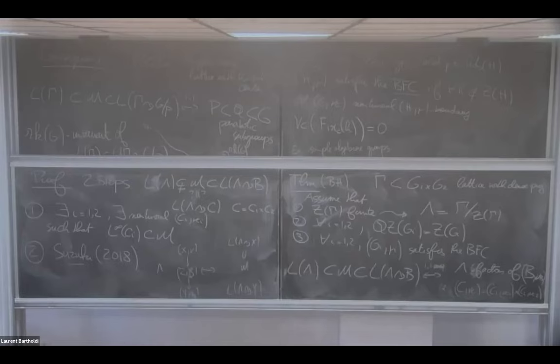It doesn't satisfy the normal condition here, right? So you have three groups that are Zariski dense. So the fact that it's a lattice is quite crucial.